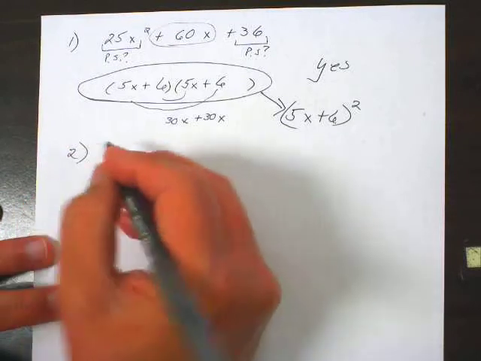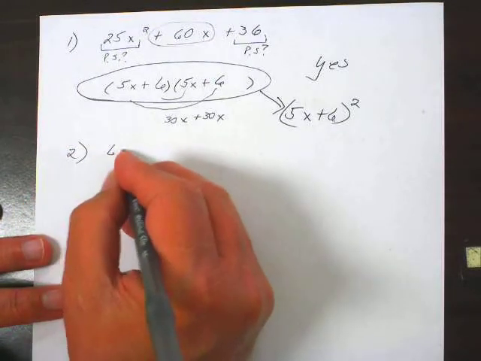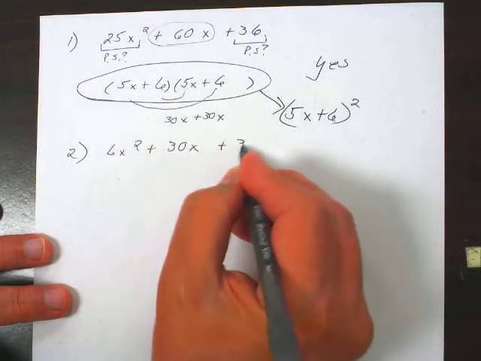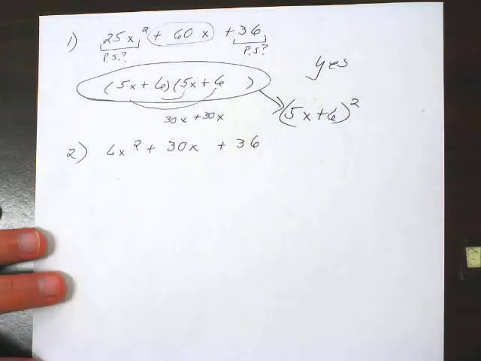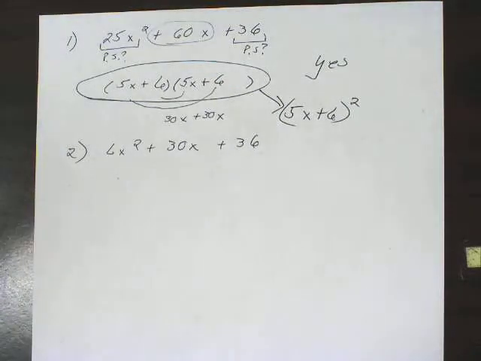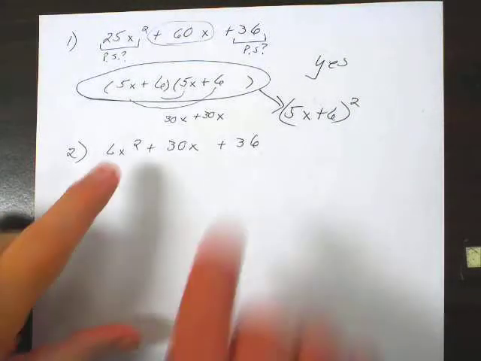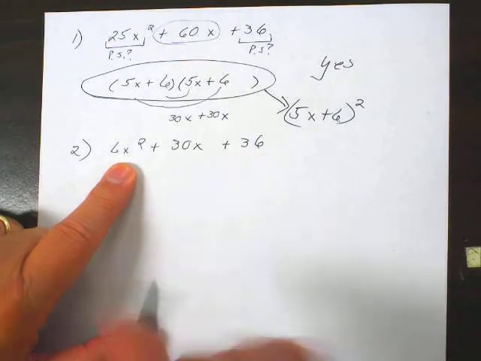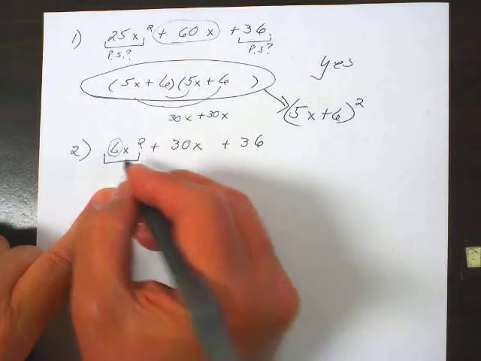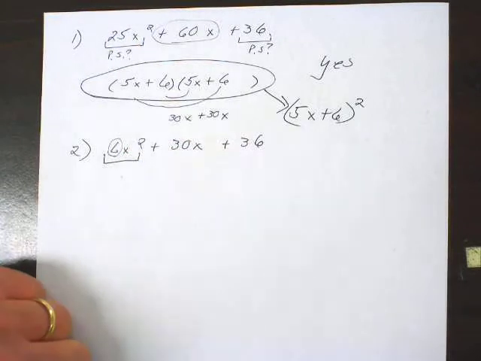Number 2. 6x squared plus 30x plus 36. Is that a perfect square trinomial? Is it a trinomial, Yamara? Yes. Okay. Second thing we're answering is, are these two things perfect squares? So is this a perfect square here, Yamara? If you put square root of 6 in your calculator, does it come out even?